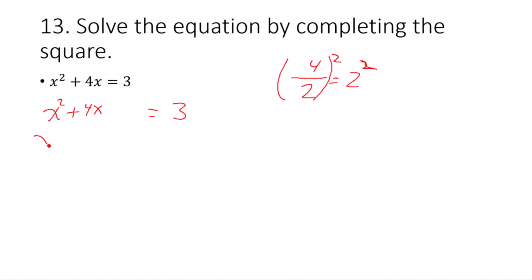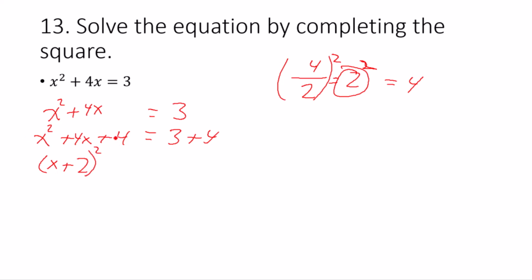So we'll write down x squared plus 4x plus that 4 that we just found. And on the other side, don't forget to add it to both sides. 3 looks nice, but it's not 3 anymore. So what do we have? X plus the number we had before we squared it. X plus 2, quantity squared. That's the left-hand side in factored form. On the right side, 7.